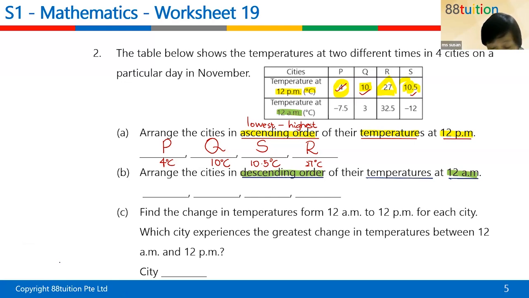Okay, good. Very careful. You know why? Because they are asking for the cities. Remember, it's asking for cities. So if you put your answer in numeric, they will probably mark it as 0. So if you write them in alphabet, then it will be good. Now, descending means the highest temperature comes first. Let's try the highest temperature. The highest will be 32.5 degrees Celsius, it will be R.